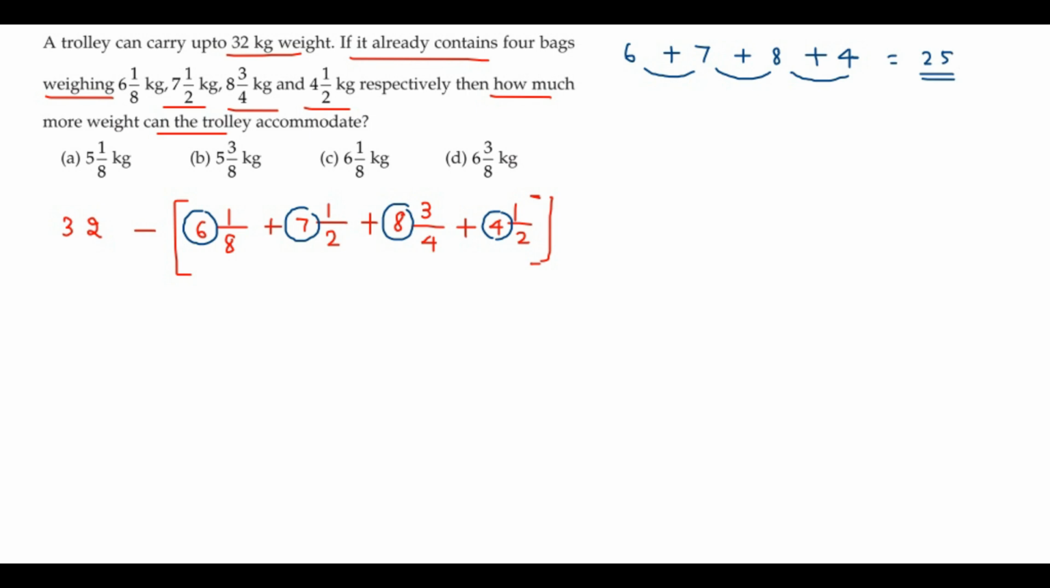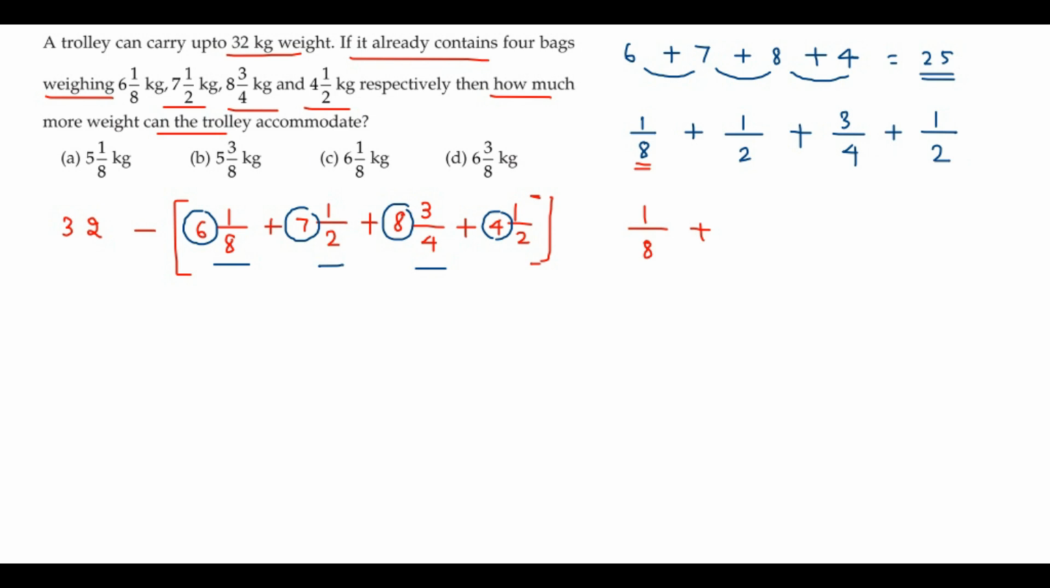Now, let us add the fractions. 1 by 8 plus 1 by 2 plus 3 by 4 plus 1 by 2. Now friends, right now they are unlike fractions. However, 1 by 2, 1 by 2, they are like fractions. But what we will do is, we will convert all these fractions to a like denominator. हम सभी denominator को 8 में convert करेंगे. 1 by 8 already 8 denominator है, उसे convert नहीं करना होगा. Let us convert 1 by 2 denominator 2 to 8.